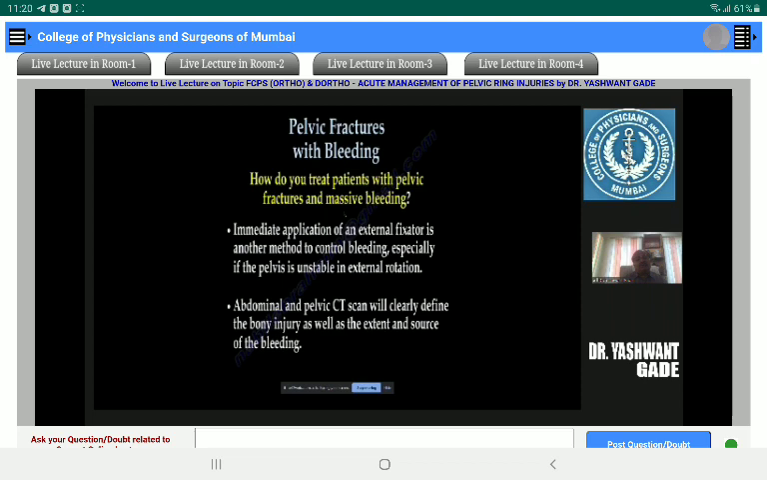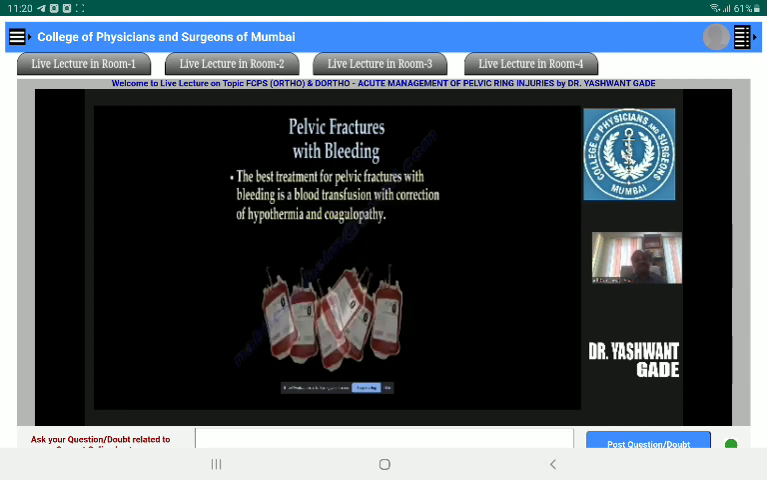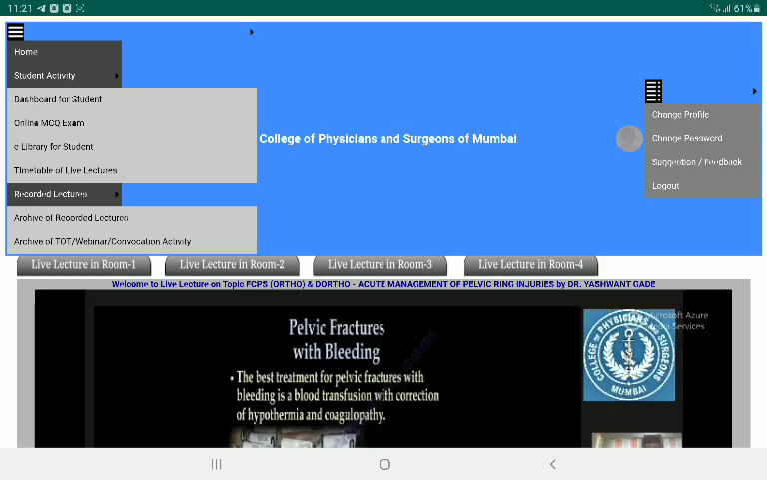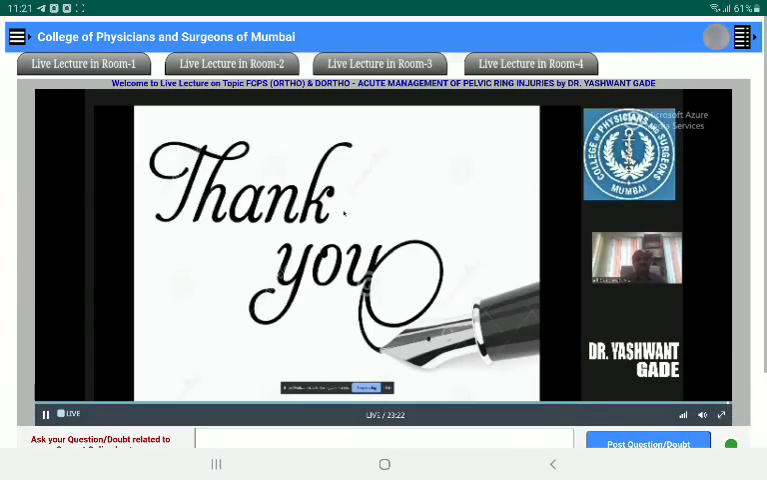How do you treat a patient with pelvic fracture and massive bleeding? Immediate application of an external fixator is another method to control the bleeding, especially if the patient's pelvis is unstable in external rotation. The abdominal and pelvic CT scan will clearly define the bone injury as well as the extent and source of the bleeding. Now again, the best treatment for pelvic fracture with bleeding is a blood transfusion with correction of hypothermia and coagulopathy, to save the life of the patient.